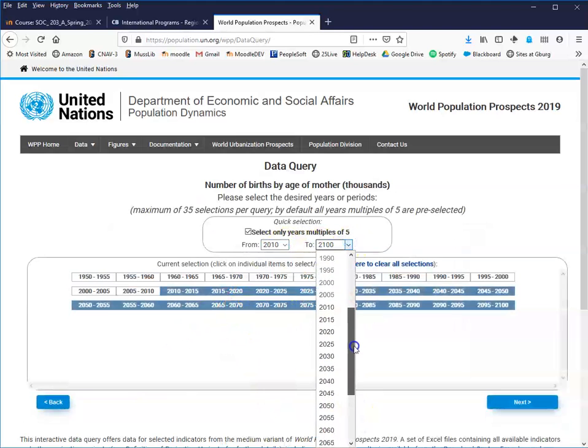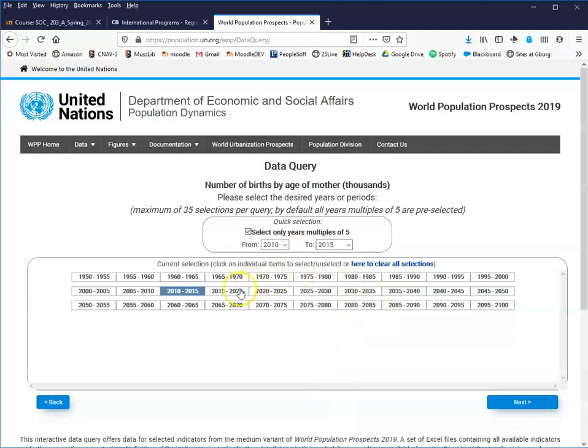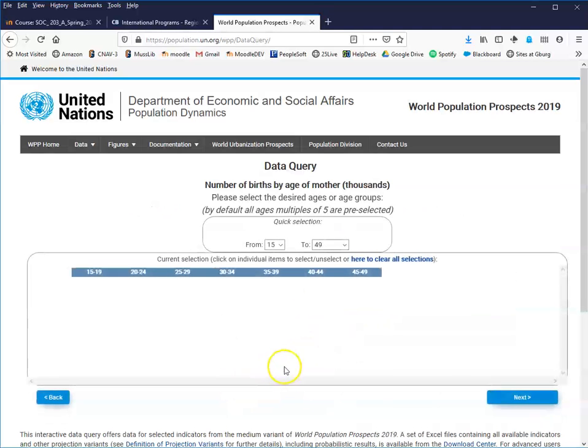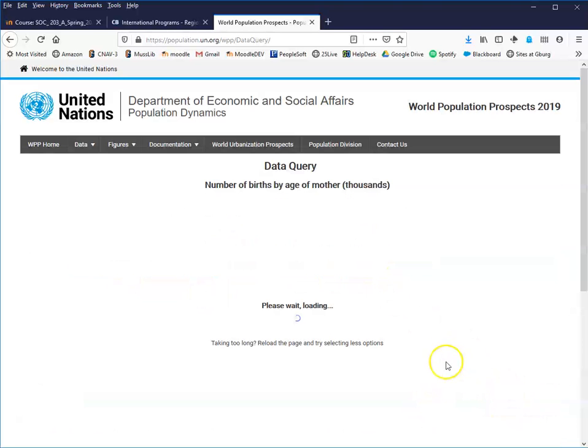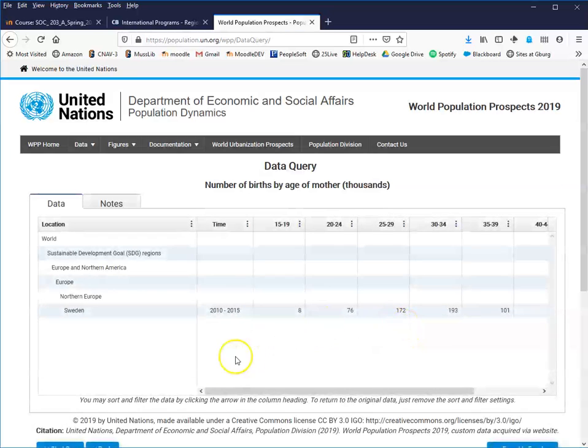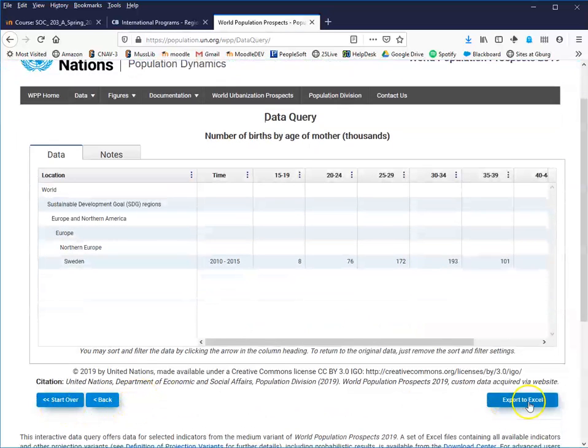And because the UN does them in these 5-year chunks, this is going to be births by age of mother over the course of 5 years. Yeah, it asks pre-select. Since these are the only ones I need, I'm just going to leave it like that. I don't need to add any more. And then I click go. This one I can export to Excel just like it is.